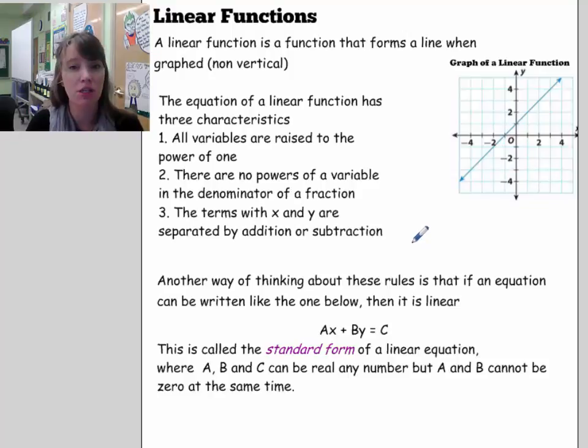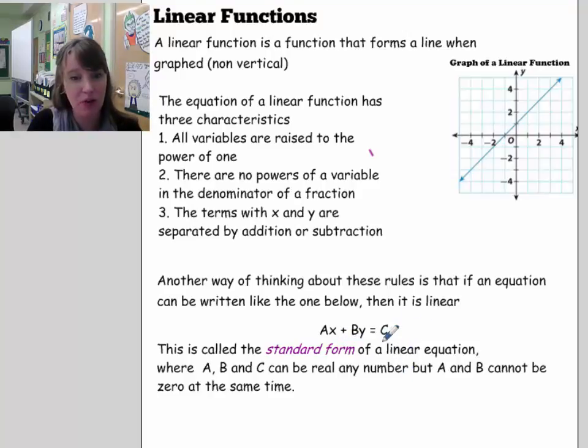It's fairly easy to tell what the graphs of linear functions are because they form lines, but it's a little bit harder to tell what equations are going to form lines when they're graphed. Here are some characteristics of those equations. All variables are raised to the power of 1. No power of a variable is in the denominator of a fraction. And the terms with x and y are separated by addition or subtraction. Another way of thinking about this rule is that if an equation can be written like the one below, then it is linear. This is a little bit better way of thinking about it.